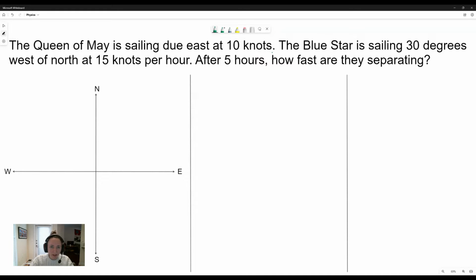Today I'm going to cover this question where the Queen of May is sailing due east at 10 knots. Let's grab this information: sailing due east at 10 knots. The first thing we want to do to solve this is to just draw a picture. Let's draw our vector, which represents the Queen of May sailing due east, and we'll call this V1.